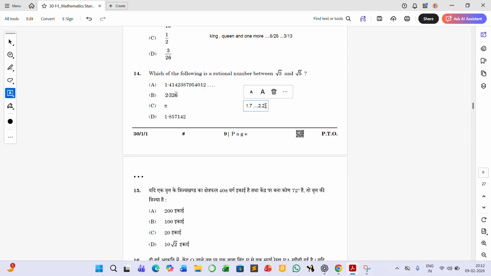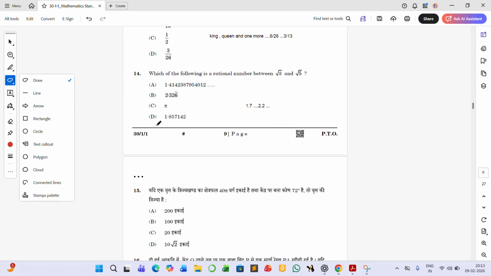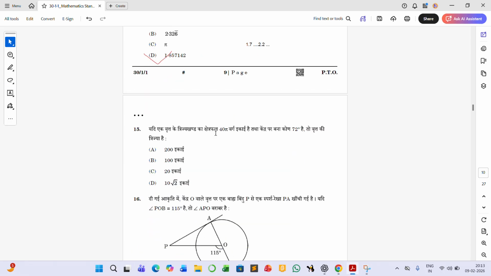So we have to find a number in between. If it is 2.2, then this will not come. This will also not come. Pi will also not come, it is 3.14. It is 2.3. So these two options cancel out. Now two options remain, 1 upon 4 and 1 upon 8. 1 upon 4 is rejected because it is before 1.7. So the right option is 1.85714.